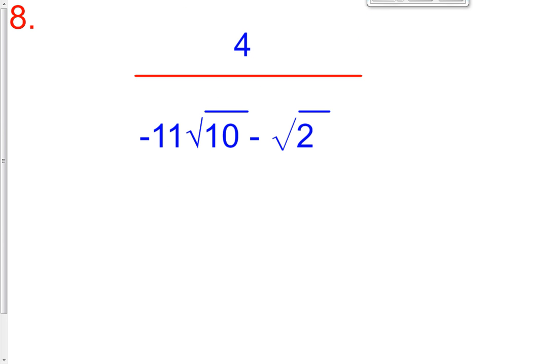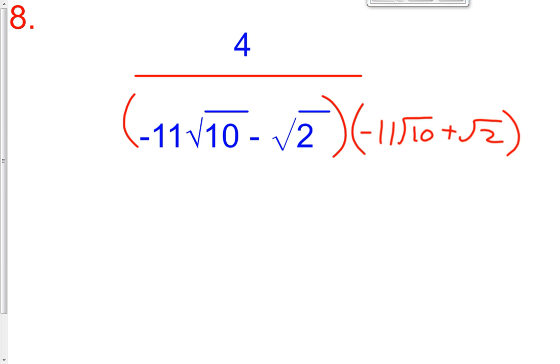Let's look at our next problem. So we see a binomial in the denominator. Whenever you see a binomial, if there's radicals, you need to rationalize it by multiplying by the conjugate. So multiply it by a negative 11 square root of 10 plus the square root of 2. Whatever you do to the bottom, you must also do to the top.